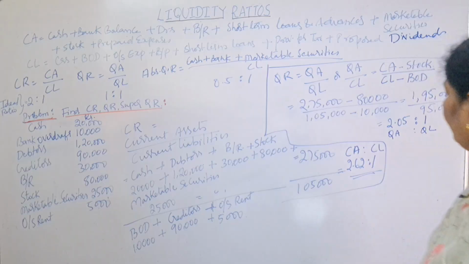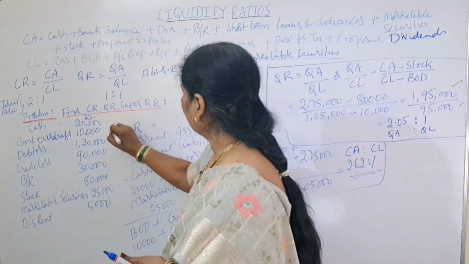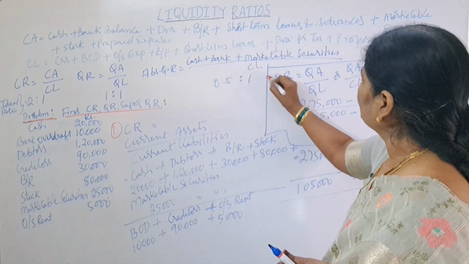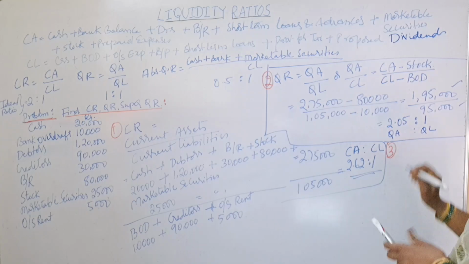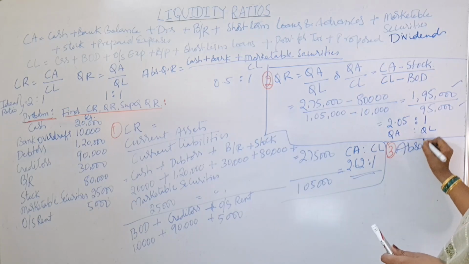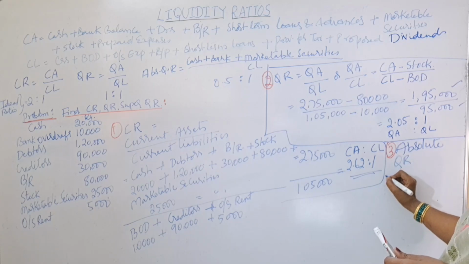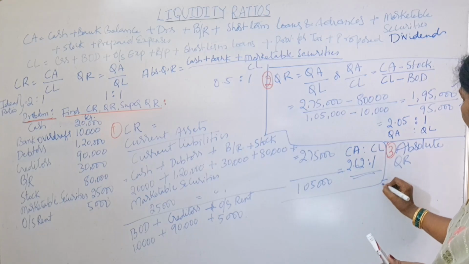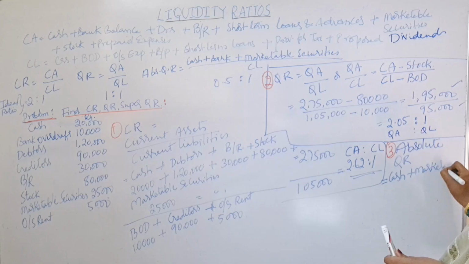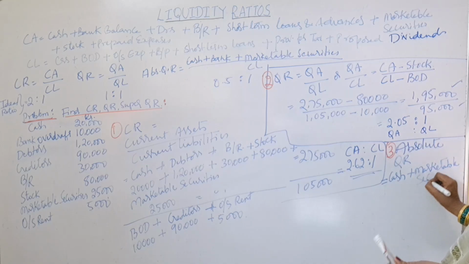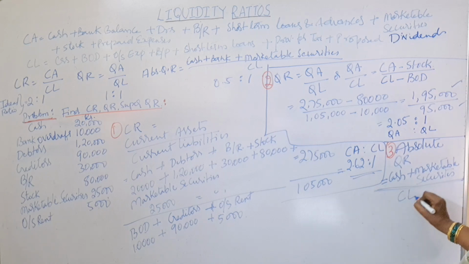Now we will see the next one, absolute quick ratio. So here we have prepared the first one, current ratio, and the second one, quick ratio, and here we'll be preparing the third one, absolute quick ratio. So how will we prepare it? Use the formula cash plus marketable securities, because here we are not having bank balance. Take only cash and marketable securities divided by current liabilities.